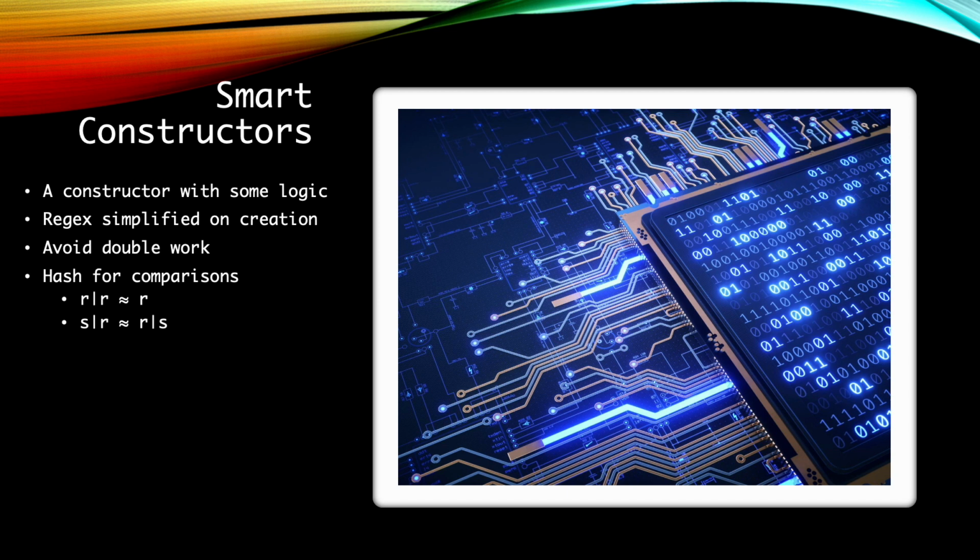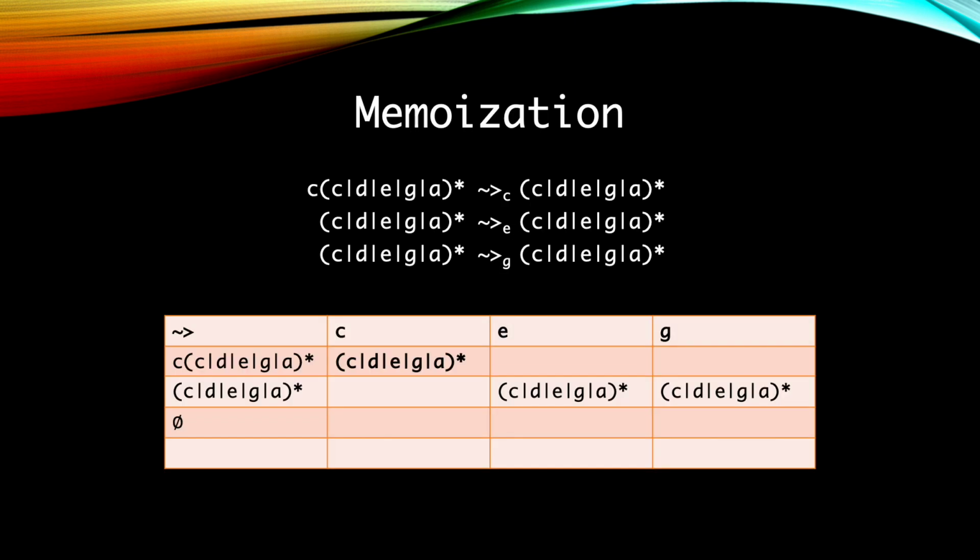Our smart constructor can also calculate a hash to make comparisons that are required during simplification faster, and in general, this is the preferred way of implementing the algorithm as it is much more efficient. Another thing we can do to optimize is to use memoization. Memoization is just a way of remembering the results of a function so we don't have to recalculate the same result, given we have seen the inputs before.